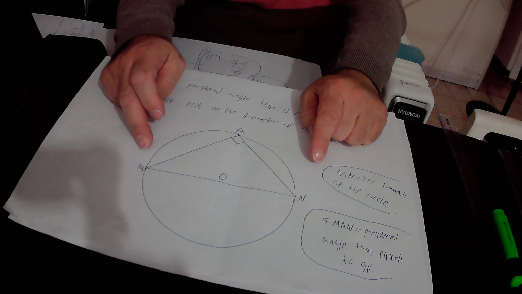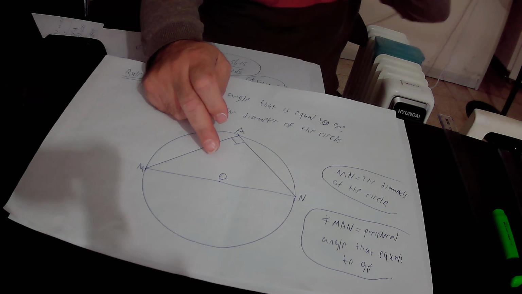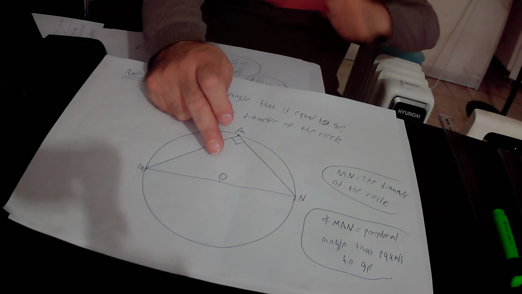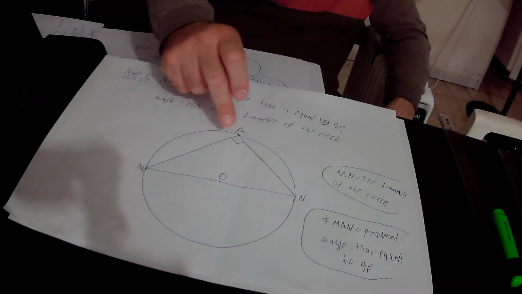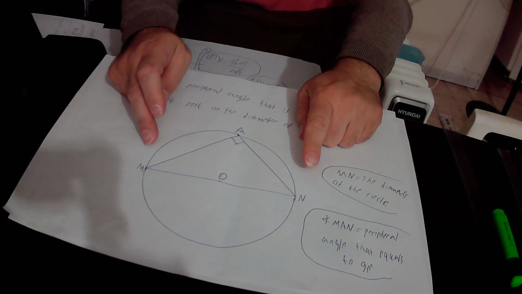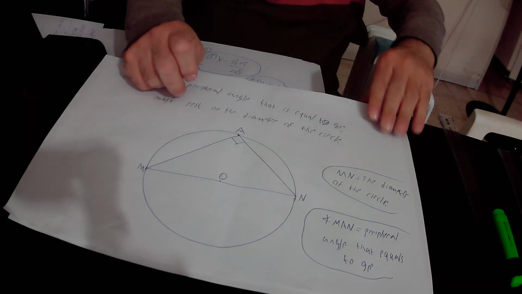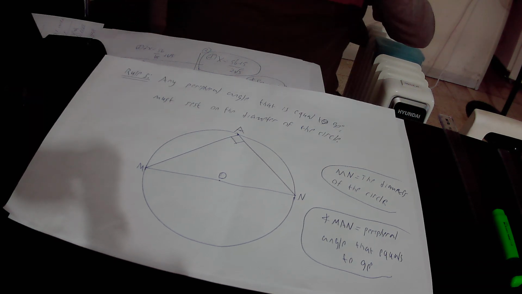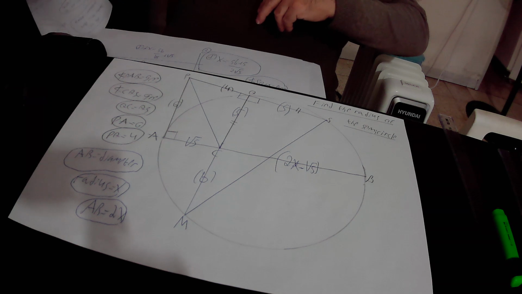Why? Because chord MN passes through point O, the center of the circle, and we know that any chord that passes through the center of the circle must be the diameter. Because peripheral angle MAN equals 90 degrees, it rests on the diameter of the circle; MN is the diameter. So according to rule number 5, we can implement it in our drawing.